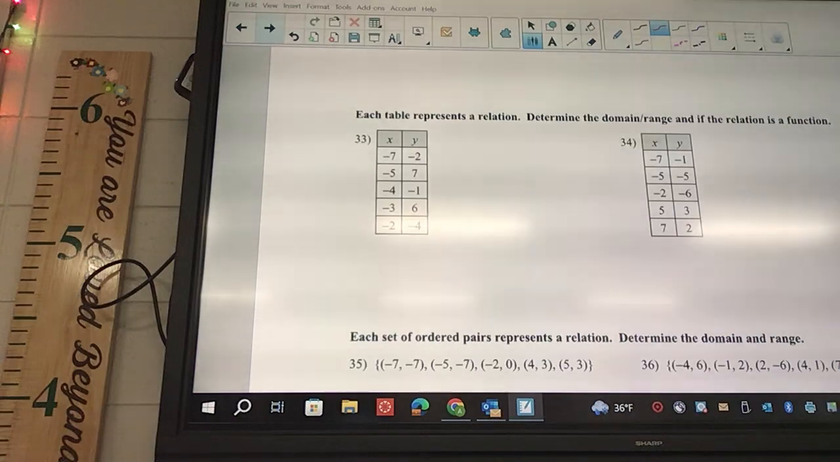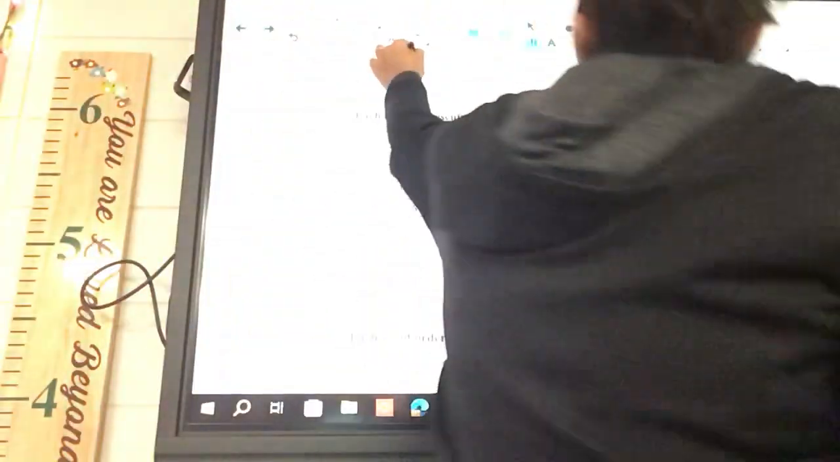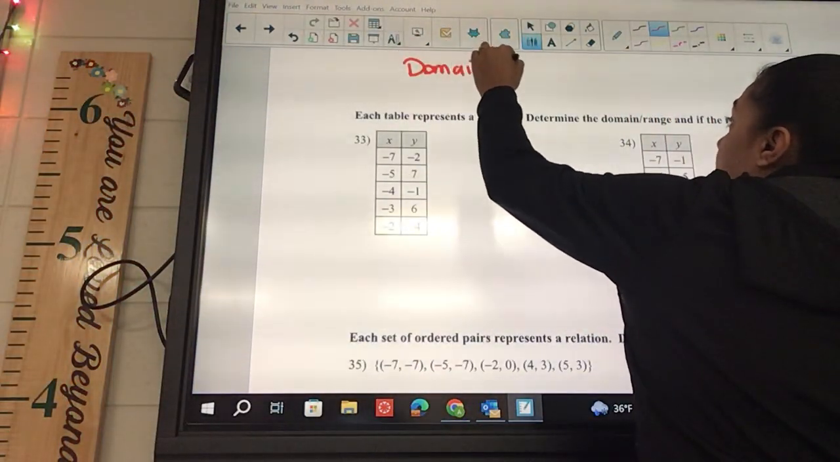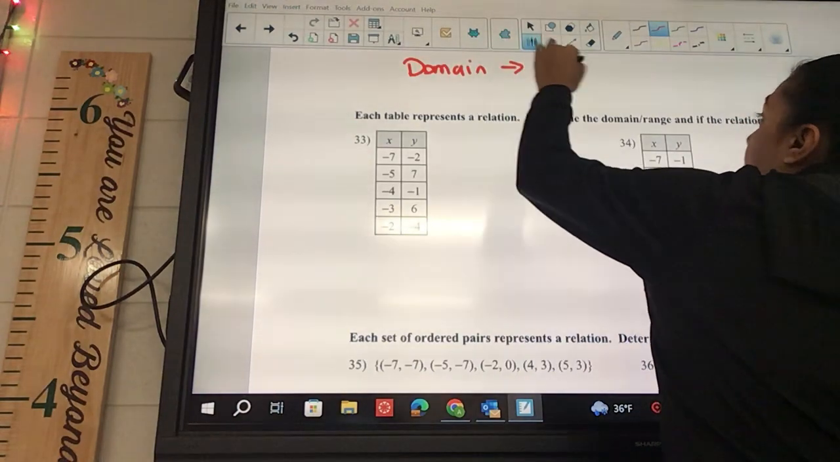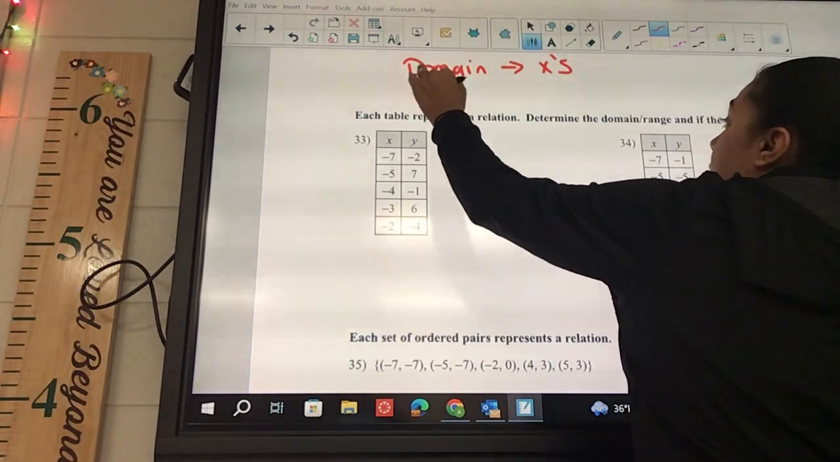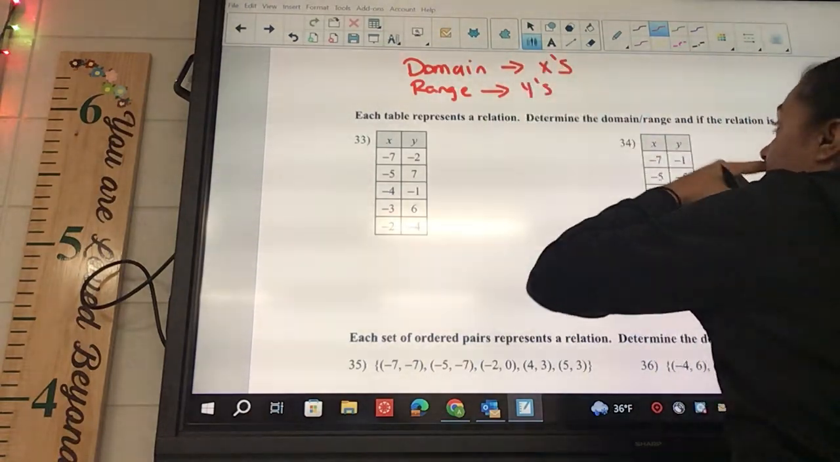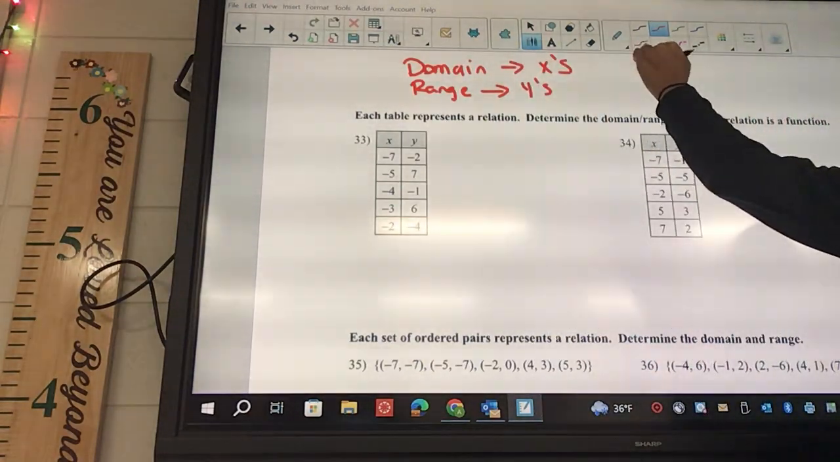Okay, each table represents a relation to determine domain and range. Okay, the notes are pretty simple for this. The domain is all of the x's or y's? It's the x's. The range is the y's. Okay, you're not allowed, so no repeating.